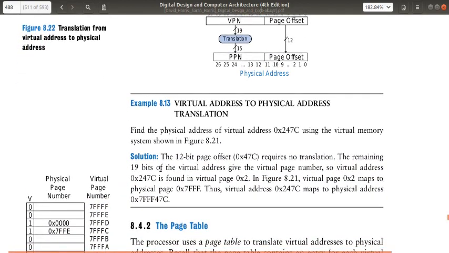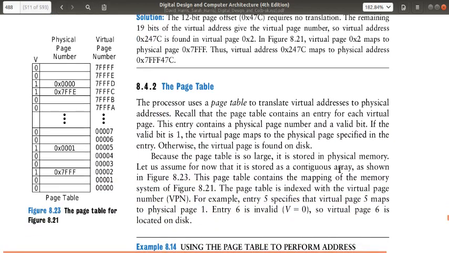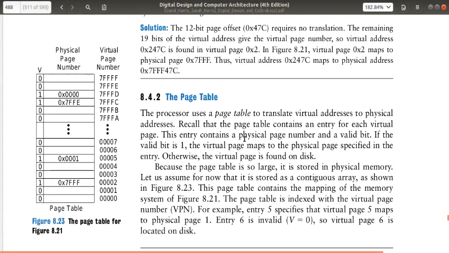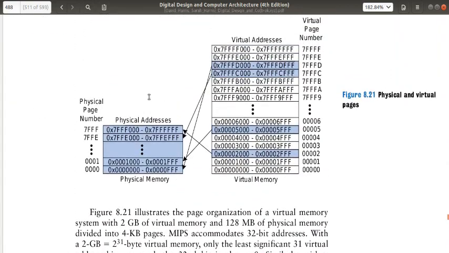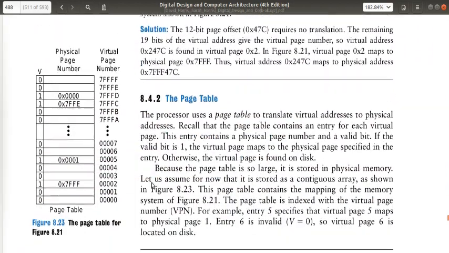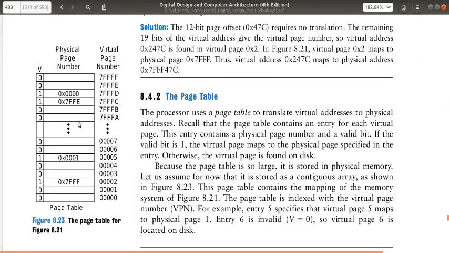Right, this question is very similar to that example we saw. There is nothing much to it. Now we move into the concept of page table. So what is page table? This is the page table for the memory image that we saw. That is the page table for this mapping, this combination of virtual memory and physical memory. This is the page table that we use.